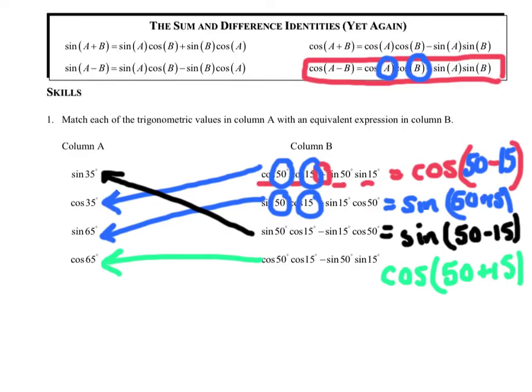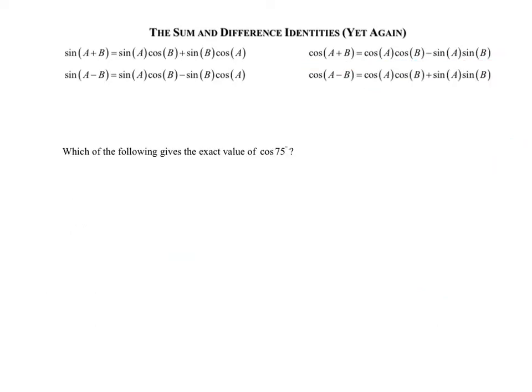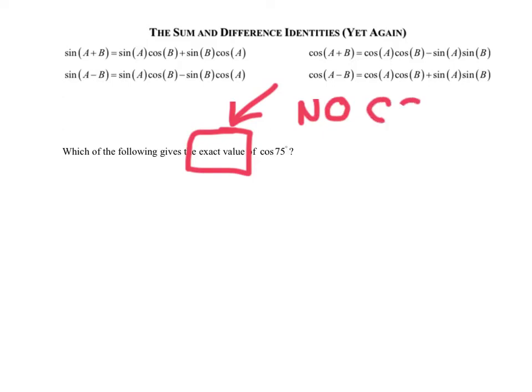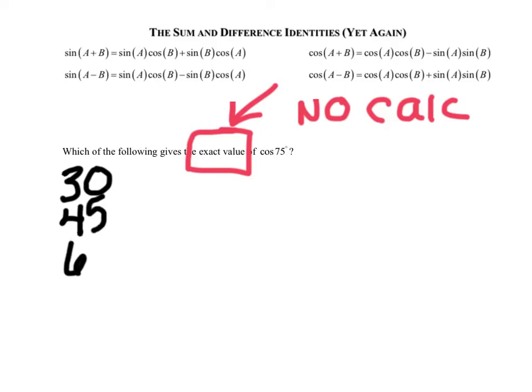Let's try another one. All right, this time, again I gave you the sum and difference at the top. Which of the following gives the exact value of cosine of 75? And this is the question that killed us a few years ago. Exact value, of course, means no calculator. Now the deal is 75, oh shoot, that's not one we have memorized. So you have to break it up into numbers you know. Now the numbers that we have memorized are 30, 45, and 60. Can you somehow get 75 out of them? Well, I think 30 and 45 can make 75 if you add them.